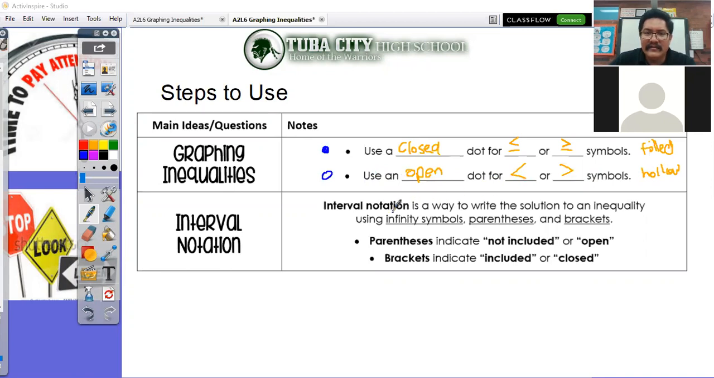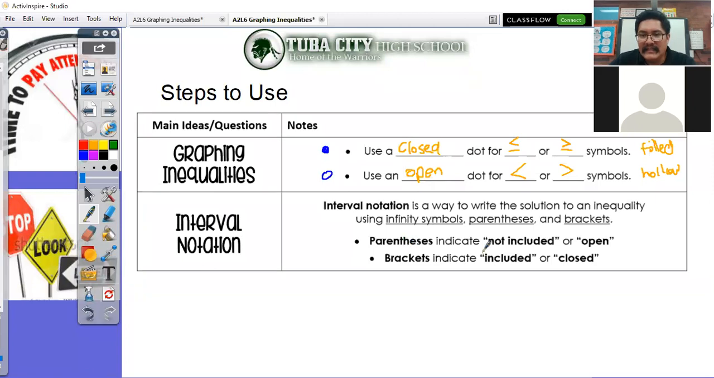And this one's kind of, well, I wouldn't say new, but it's a little bit confusing, I think, for some people, because it looks kind of like an ordered pair. But just remember, it's not an ordered pair. Usually it has an infinity symbol in there. So if there's an infinity symbol, then it's probably not an ordered pair. Parentheses mean not included, like an open circle on the graph. In interval notation, it helps a lot to have the graph on there. Once you graph it, it's going to be much easier to put it in interval notation.